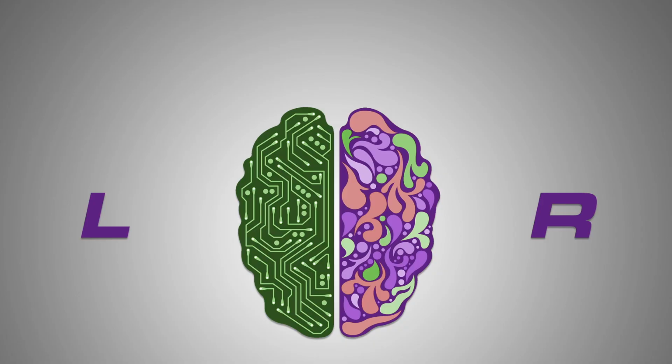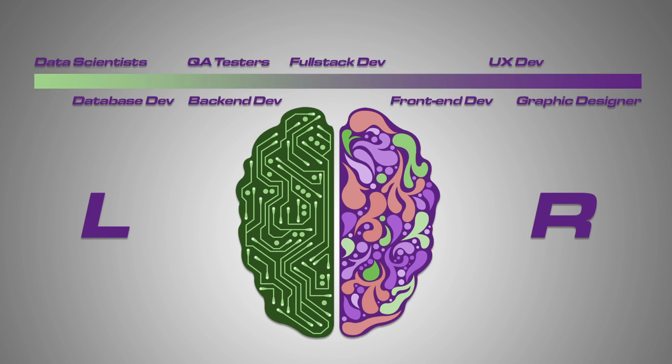In this infographic, you can see the logical left brain and the artistic right brain. On top of it, I will superimpose what I believe is the range of different types of software developer you can be. So if we start from the far left, we will have the most logical people. These are your data scientists, database developers. Approaching the middle, you will have the backend developers and QA testers. Dead center, you will find the full stack developers. Towards the right are the front end developers, and the far right, you will get the UX developers and graphic designers. There is a need for all of these different professions in the industry.